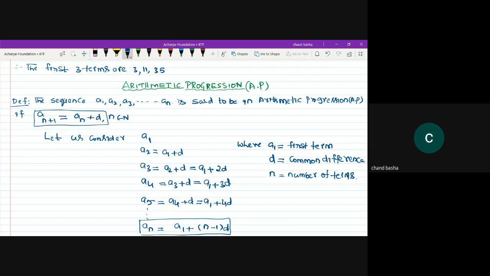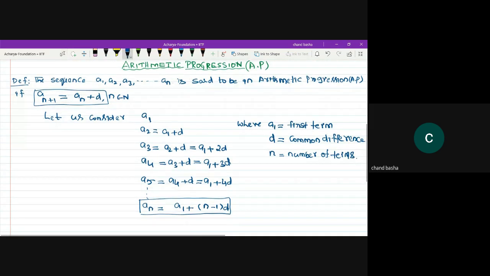Sir, still I'm not understanding. No problem. Let us go for the third point. Point number 3. This is the definition I have written, and this is the second point, the notation. And the third point, the sequence of numbers.